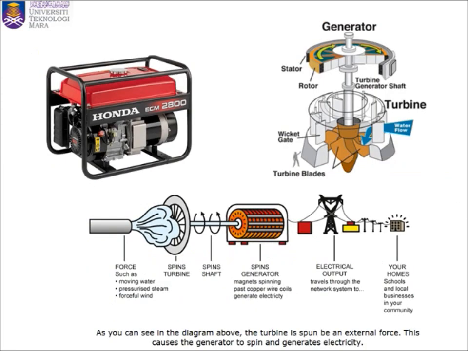As you can see in the diagram above, the turbine is spun by an external force. This causes a generator to spin and to generate electricity.